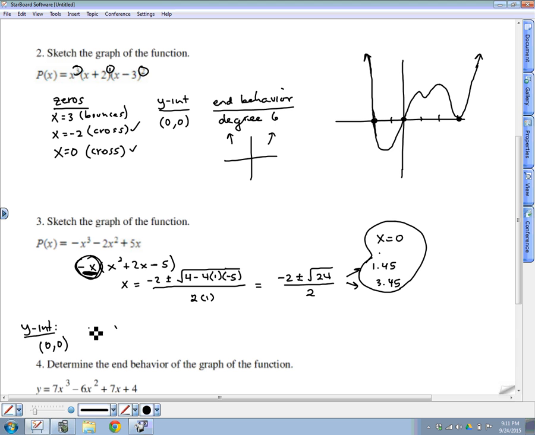The degree, or the end behavior: since this is degree 3, and the leading coefficient in this case is negative, that means the end behavior switches. The left side is going up and the right side is going down. So for this graph, we have a 0 at 0.